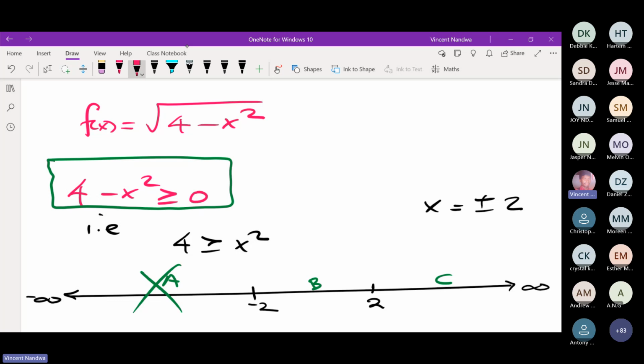Does minus 2 itself work? Yes, minus 2 itself works. So minus 2 will be part of the domain. And then let's just test the extreme points. 2 itself, does it work? Yes, 2 works. And then can you pick any number from minus 2 to 2?